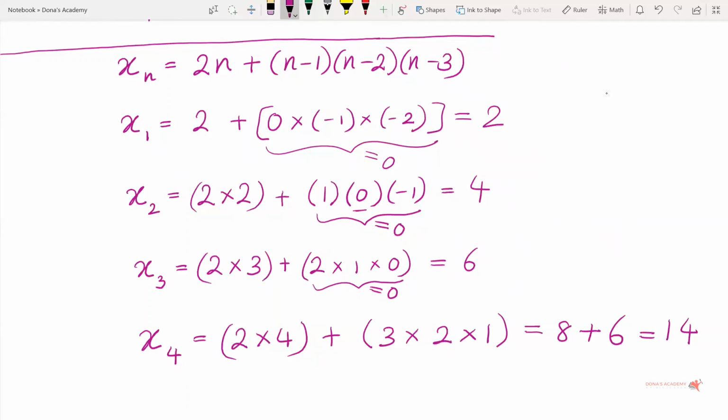So that's why I said that is not the only possibility. If you use this general formula, then you still have 2, 4, 6 for the first three terms. However, the next term is not 8, it is 14. It's a different number.